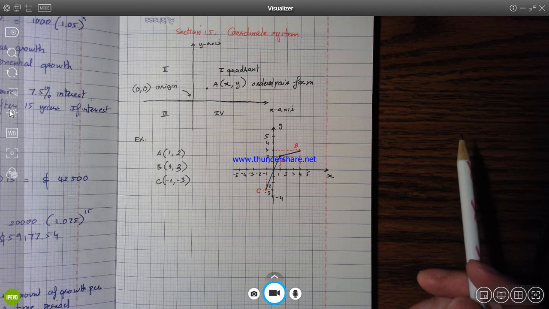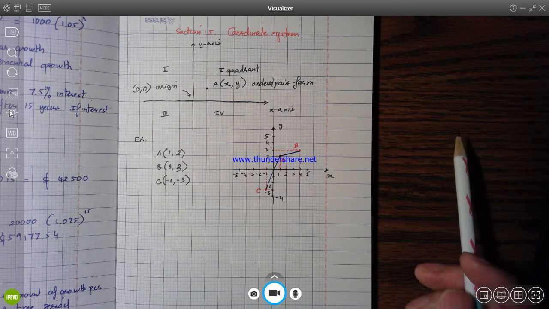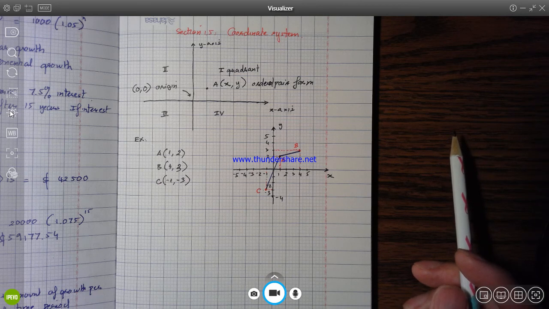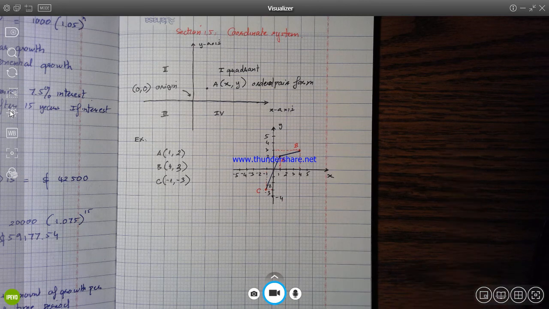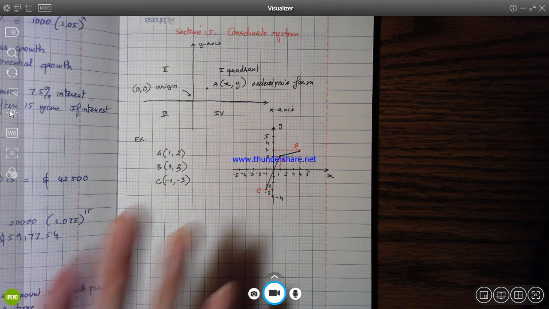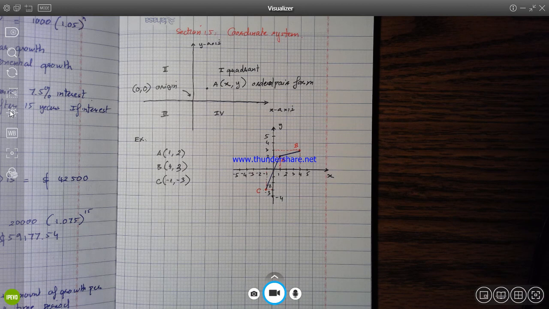On the test, I just give you a table of data and ask you to display the data on the coordinate system, so you have to write it in ordered pair form, and maybe based on the graph, I might ask you some specific questions. But in general, this is all the knowledge you need for the coordinate system. If you have any questions on section 1.5, just let me know.